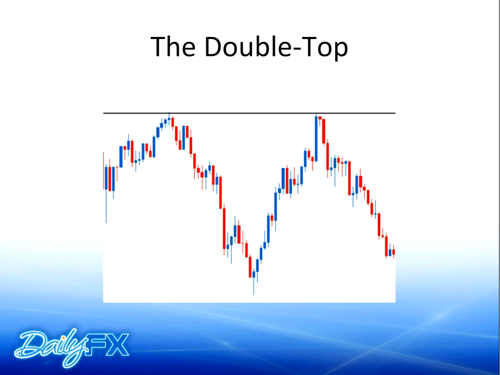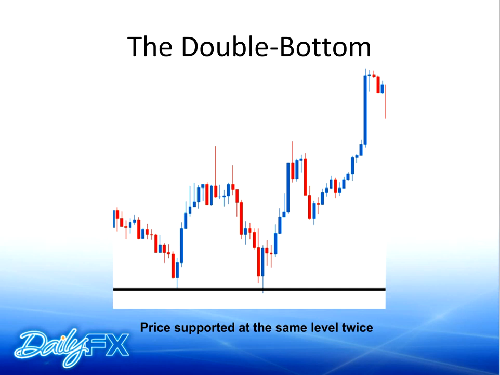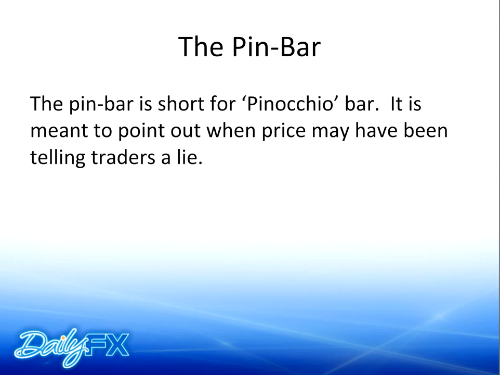Here we have the double top formation. Notice that this is highlighted by the fact that we've had two similar tops move up to the same price and reflect down. And here we have the exact opposite of that formation, called the double bottom. Once again, this is where price runs down to a similar level of support and makes a second test of that same level. The next formation is called a pin bar.